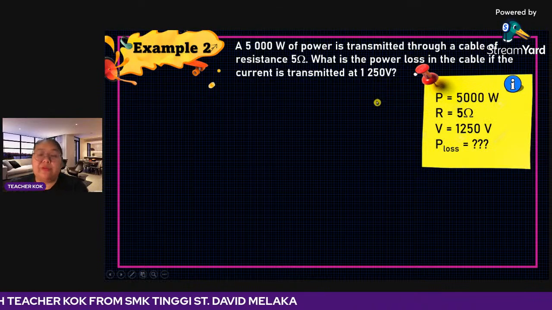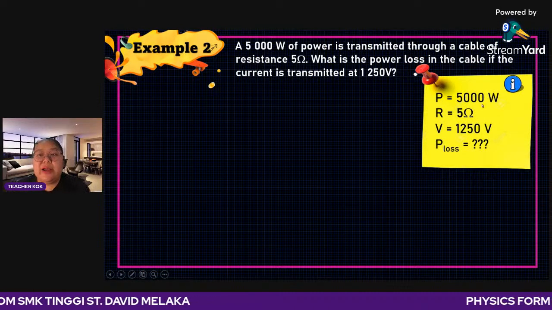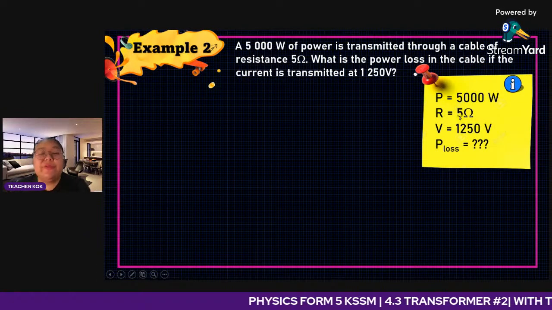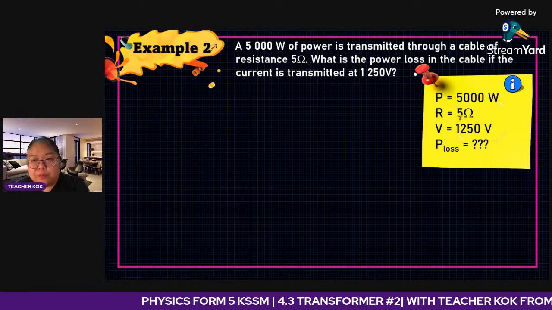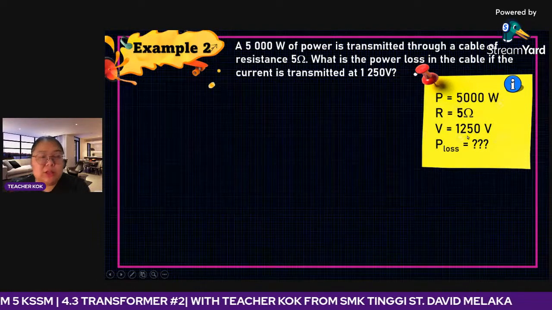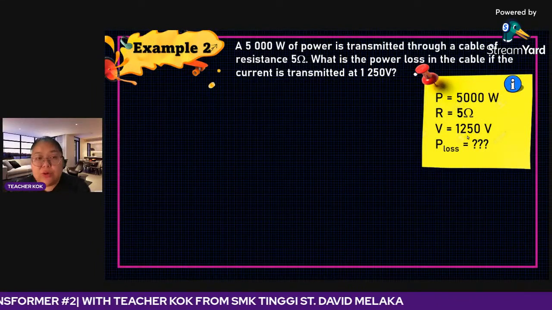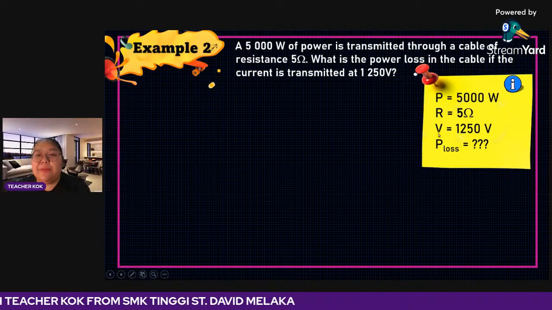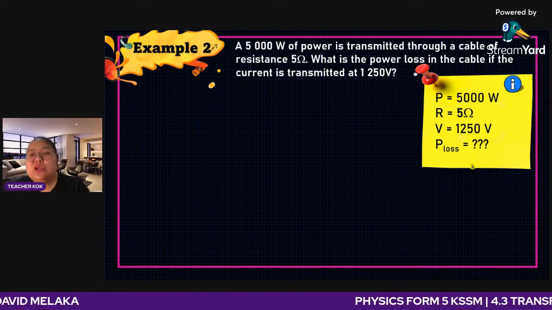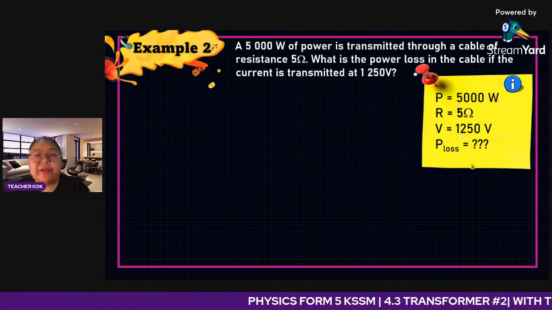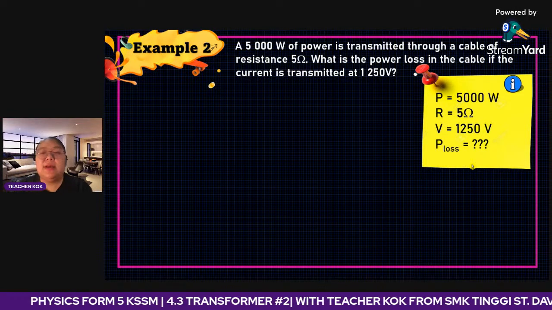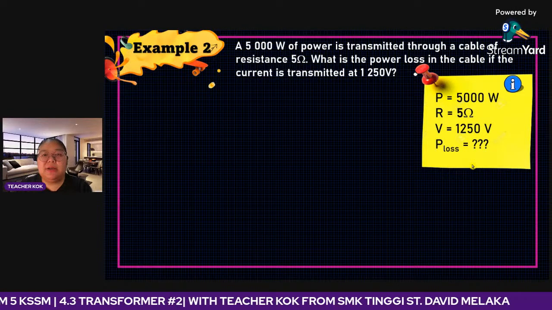Okay, we write the info first. Power 5000 watt transmit. This one is a power input. So the resistance for the cable is a 5 ohm. Then the voltage when it just transmitted, there's a 1250 volt. Then after that power loss. Power loss don't know. So from here you need to find the power loss. You must have current. Agree or not? No current, we cannot do anything.